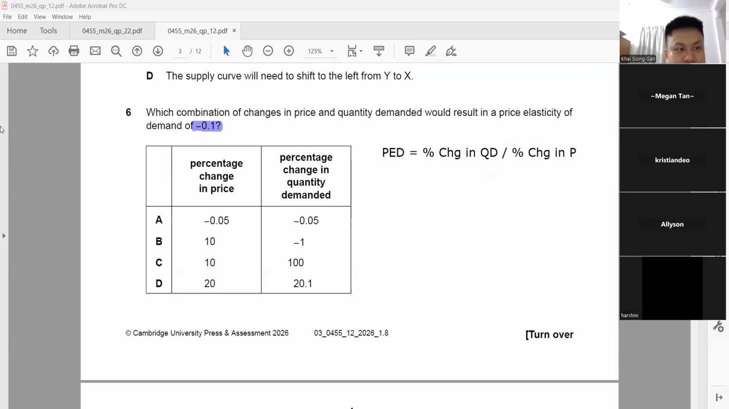Very good. B is the answer. So you use this one, negative 1 divided by 10. Negative 1% divided by 10%. You have the percentage change in quantity demanded, negative 1%, divided by 10%, positive 10%. So that equals negative 0.1. So the answer here is B. 6B.